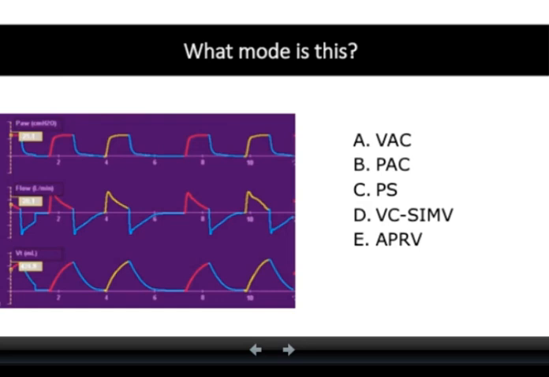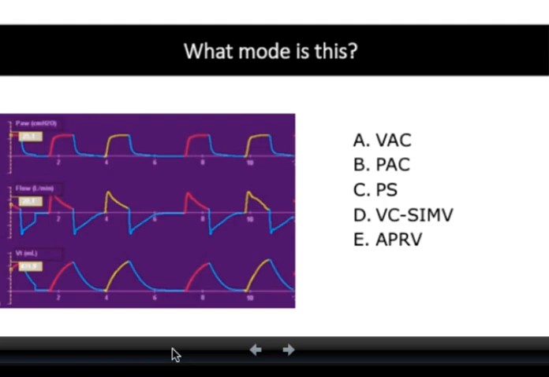So the first scenario, you have your 3 typical scalars, which is pressure time, flow time, and volume time scalar. So the question is, what mode of ventilation is this? And the key to the answer is first, you need to determine, is it a pressure controlled or volume controlled ventilation? And then you can decide, is it an assist control or SMV mode? And we can definitely rule out APRV as the mode of ventilation in this case. So is it pressure or volume control?